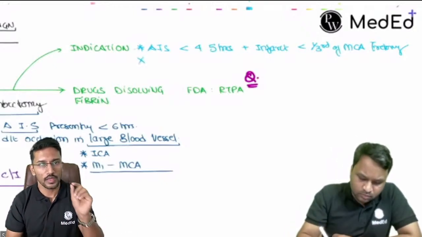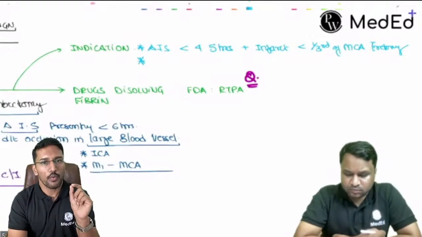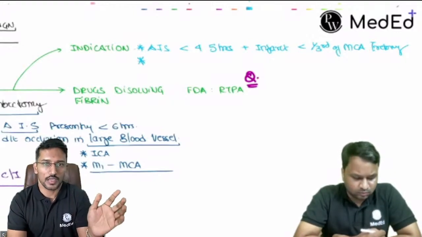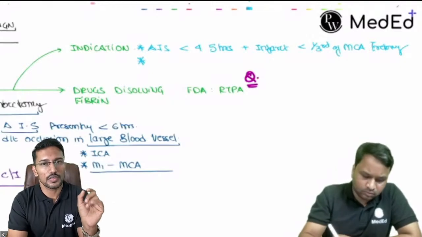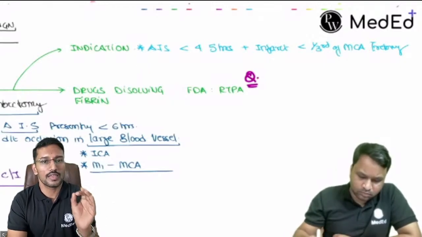patient. Okay. Now, there is one important point to note here, that is the contraindications. What are the important contraindications? The contraindication number one is the blood pressure.